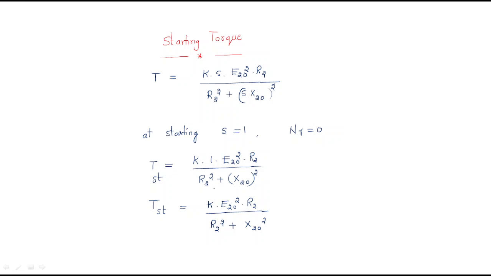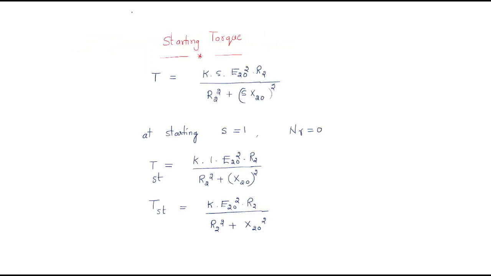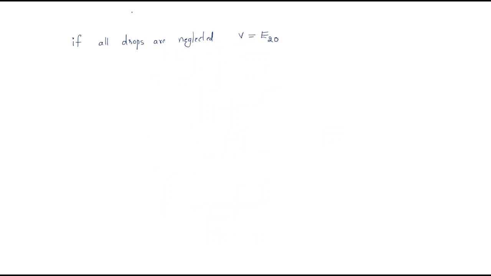Here we are using the same condition, that is, if all drops are neglected, then the supply voltage will be equal to E2 naught. Then we can tell that the starting torque is directly proportional to V square. So we can say the starting torque is proportional to V square.